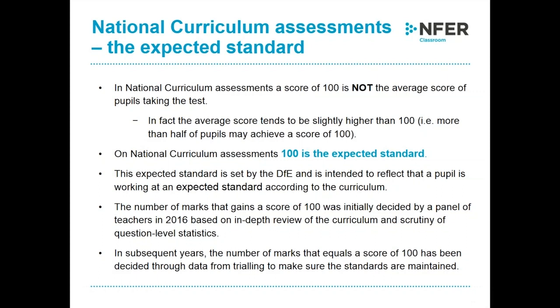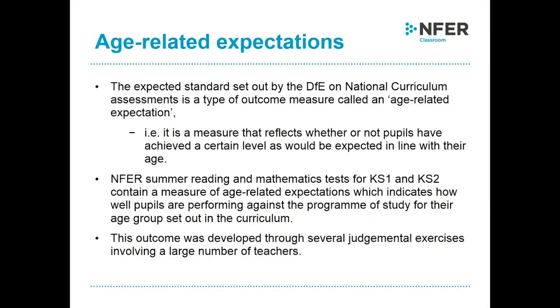So this expected standard set out by the Department for Education is a type of outcome measure called an age-related expectation, i.e. it is a measure that reflects whether or not pupils have achieved a certain level as would be expected in line with their age. NFER Summer Reading and Mathematics tests for Key Stage 1 and Key Stage 2 contain a measure of age-related expectations, which indicates how well pupils are performing against the programme of study for their age group, which is set out in the curriculum. This outcome was developed through several judgmental exercises involving a large number of teachers.